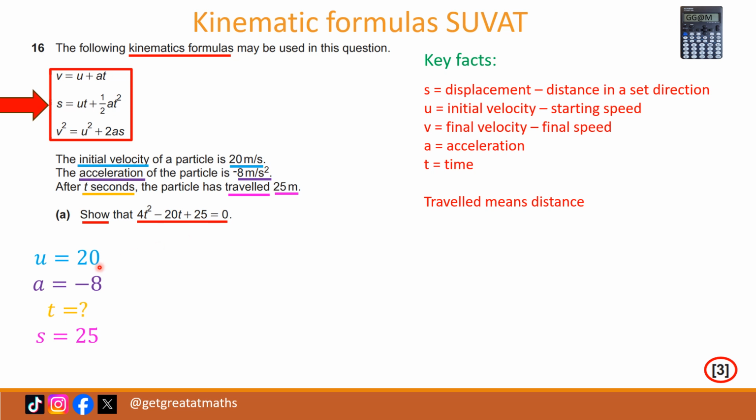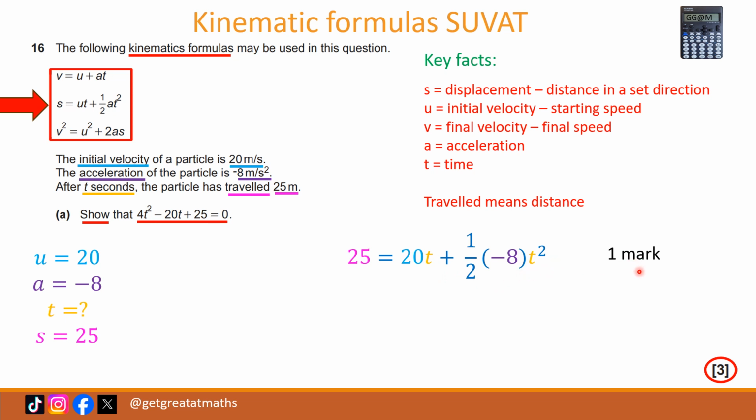So our first mark literally comes from substituting the values into this formula. So instead of writing S, I'm going to write 25. S is first, so 25 is going to equal UT. Now U is 20 and T is just T, so that's 20T plus a half A. Now A is -8 and T squared is just T squared. So you just need to write down 25 equals 20T plus a half -8T squared, and that will give you your first mark.